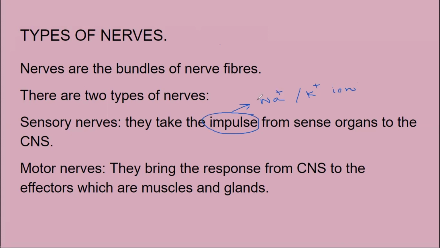Why? Because this bright light, as soon as it is received by your eye, which is a sense organ, will be converted into free mobile sodium and potassium ions, which is called impulse. This information now will travel through these sensory nerves to your central nervous system, your spinal cord and your brain. Your brain will process the data, understand, and then send the response in the form of free mobile ions through the motor nerves to your effectors. What are effectors? Your muscles and the glands. How are you blinking your eyes? Because the muscles of your eyelids are contracting and relaxing. That's why you are blinking.